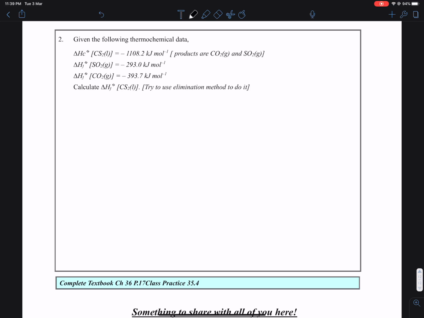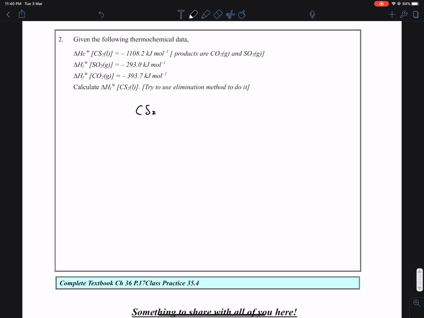Okay, alright, so these are the steps for how we can calculate. First of all, again, write all the equations. C plus S2 becomes CS2. This is the formation. No, sorry, this is the target. This is the target that we need. Okay, so the equations. Alright, let's start from the beginning.